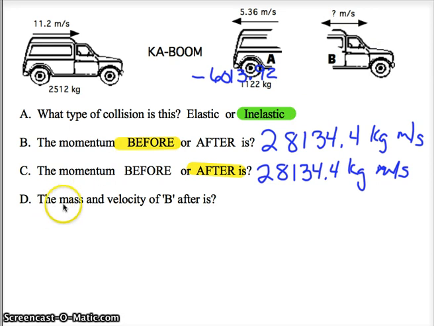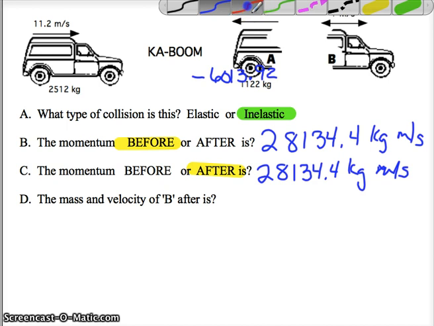Well, notice I've asked you two questions. What is the mass and the velocity of the B car? The mass is easy to find. Take the total mass of 2512 and subtract the mass of the back, 1122. That should give you a mass of the B section of 1390 kilograms.